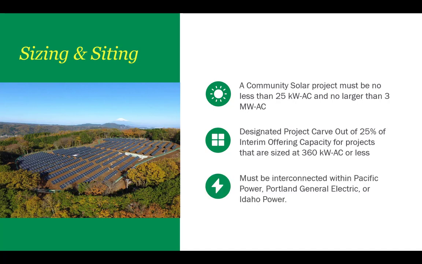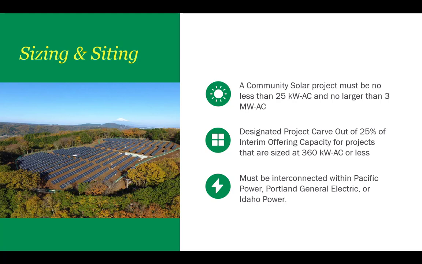To qualify for the Community Solar Program, a project must be located within and interconnected to the Oregon service territory of one of the major utilities, Pacific Power, Portland General Electric, or Idaho Power. If a project is installed on a building or property hosting an existing solar electric installation, the Community Solar Project must be electrically separate from the existing system.